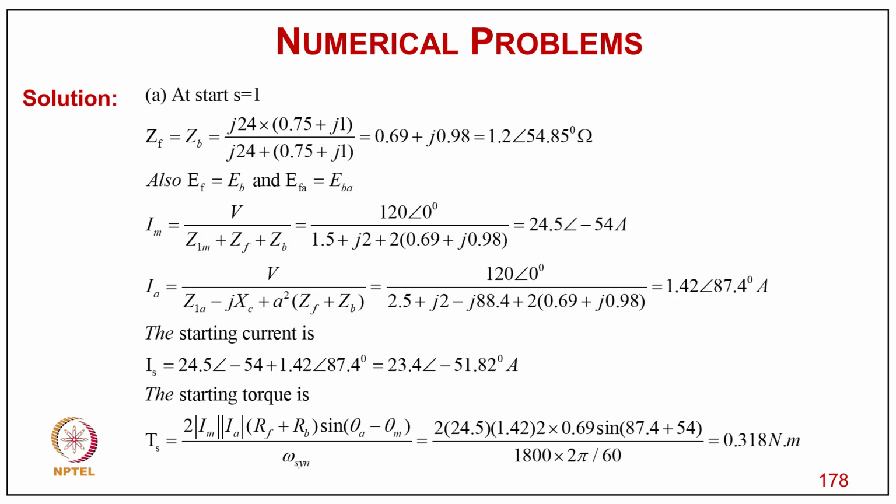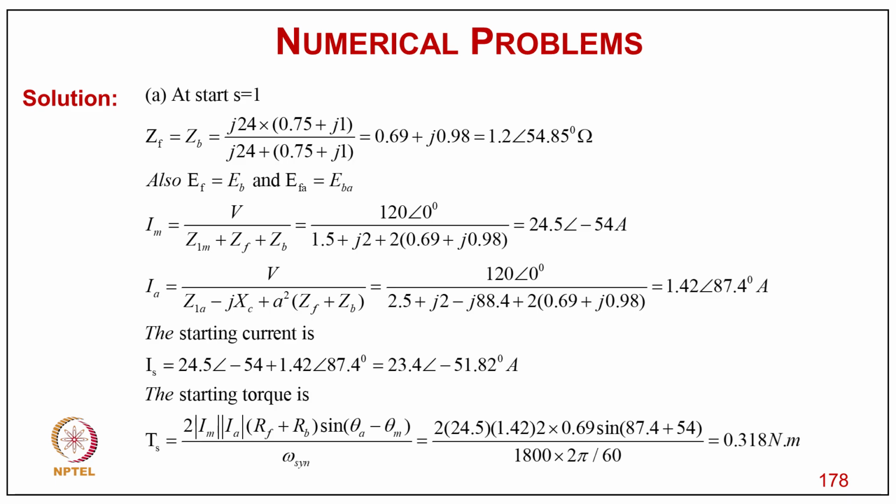So calculating ZF equal to ZB at starting, S equal to 1, both will be equal. So it comes 1.2 at the angle of 54.85 ohm. You can calculate the main winding current IM equal to V upon Z1M plus ZB plus ZF. It comes 24.5 at the angle of minus 54 degree ampere, and IA equal to V upon Z1A minus jXC plus a square ZF plus Z2.